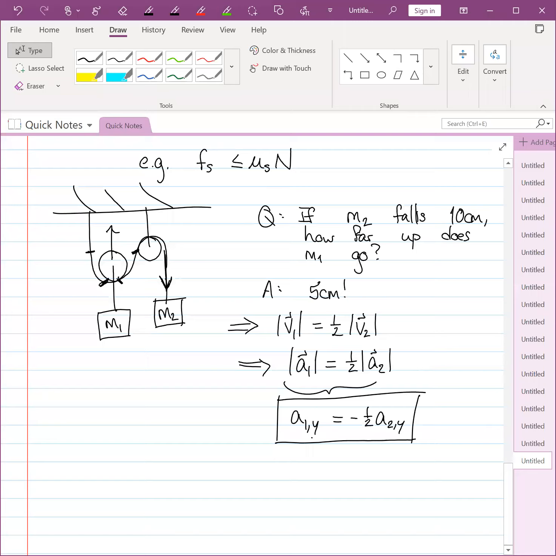For example, if you wanted to solve a problem like, I don't know, one mass is 2 kilograms and the other is 10 kilograms. What is the acceleration of mass 1? What is the acceleration of mass 2? You would have to use this constraint to solve that problem.